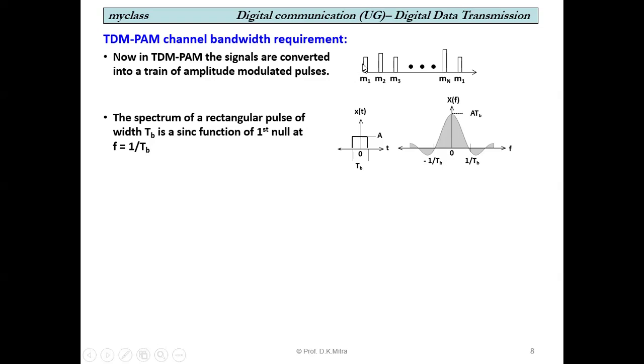This is a rectangular pulse. All these pulses are rectangular pulses. In time division, the x-axis is a time scale. So this is a pulse, x(t). This is the time scale, and say the pulse width is Tb and the pulse amplitude is A.